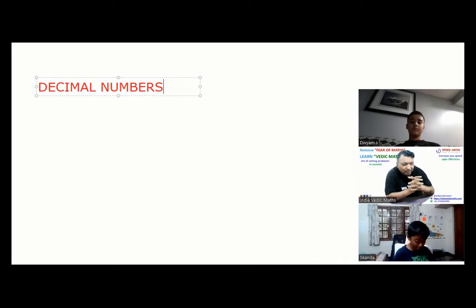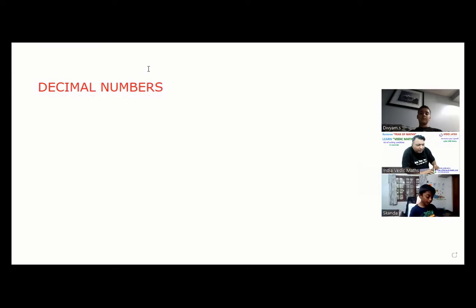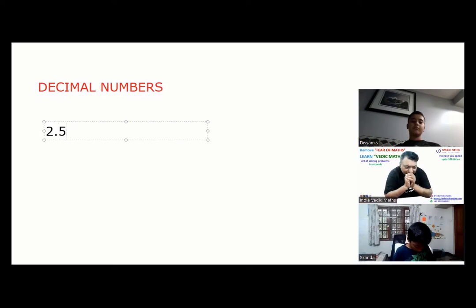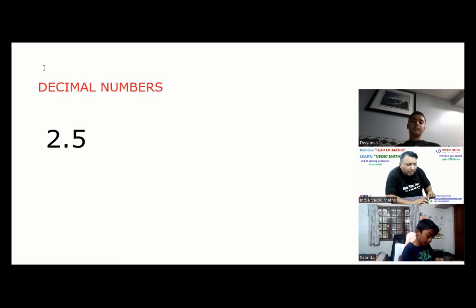It's hundreds, tens, and thousands. It can be anything. Suppose I write a number like 2.5, it's a decimal number. Why is it a decimal number? Because there is a decimal point here. So this is a decimal. Now decimal numbers have a lot of things.